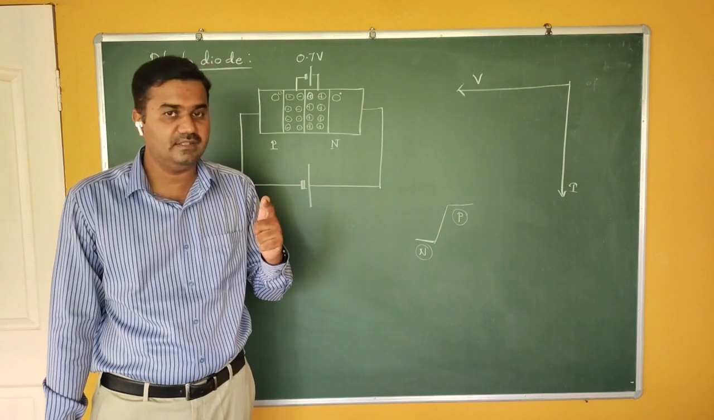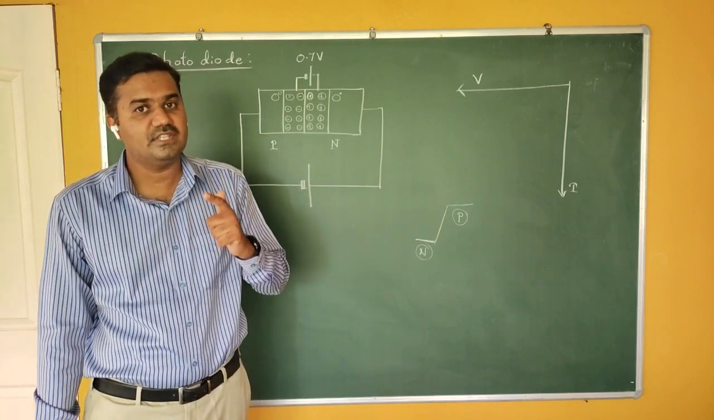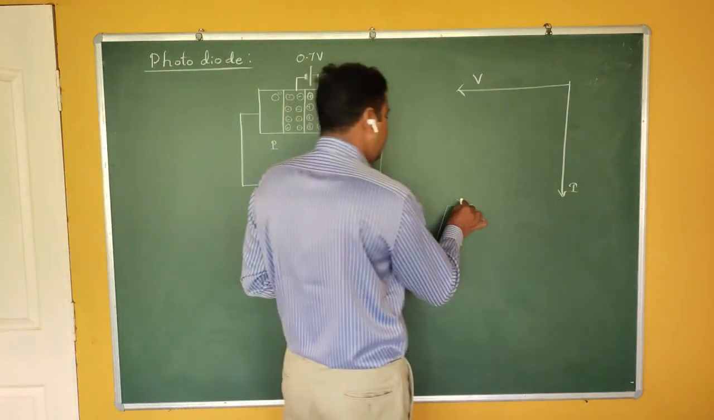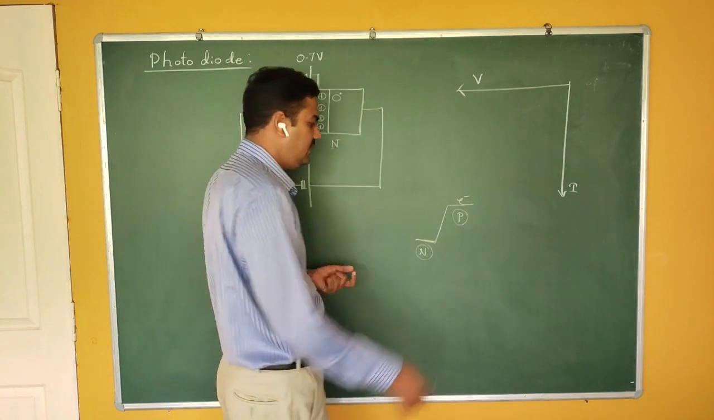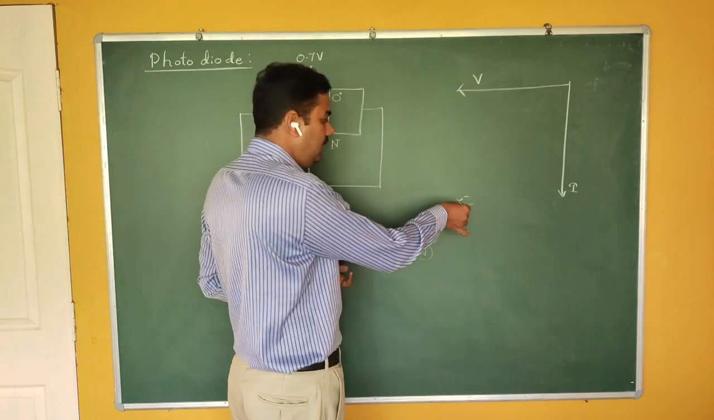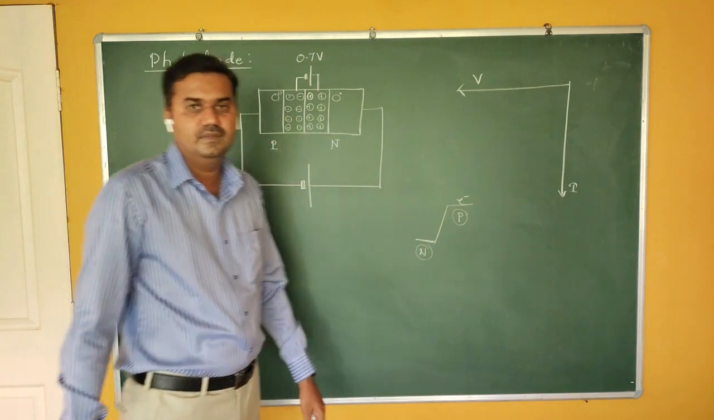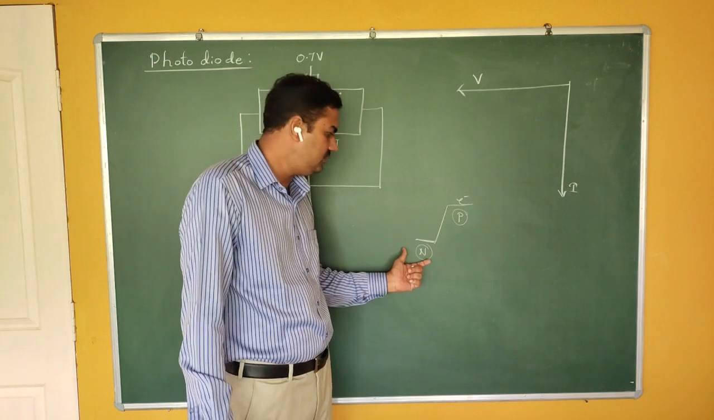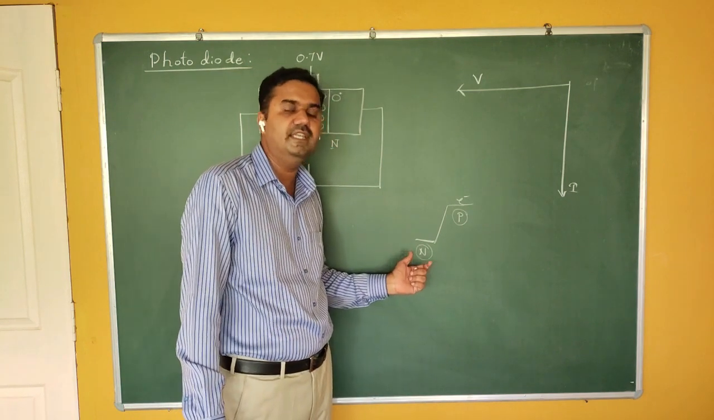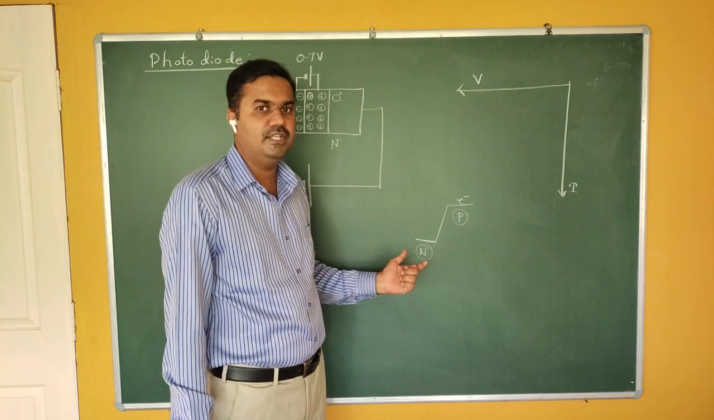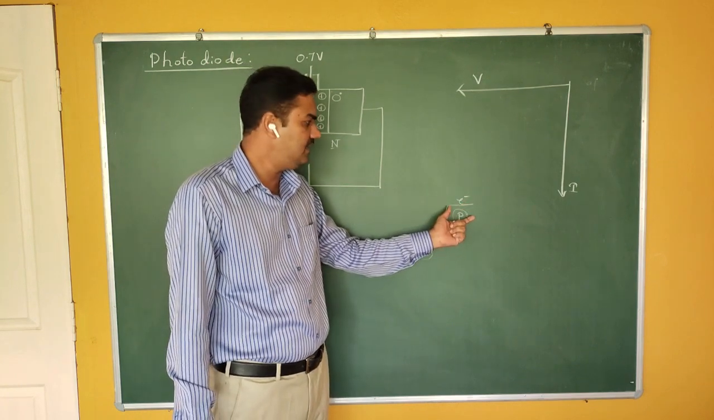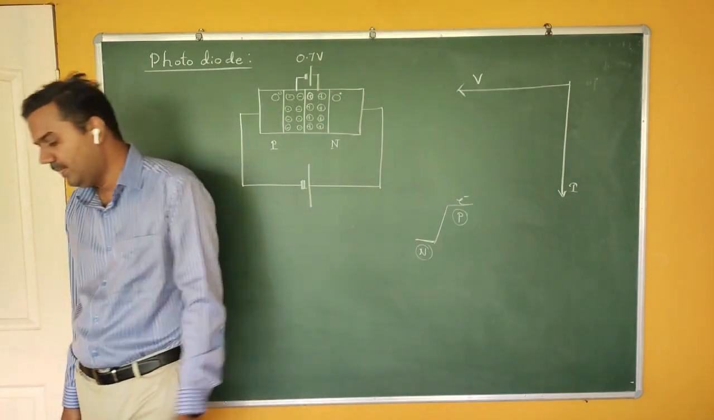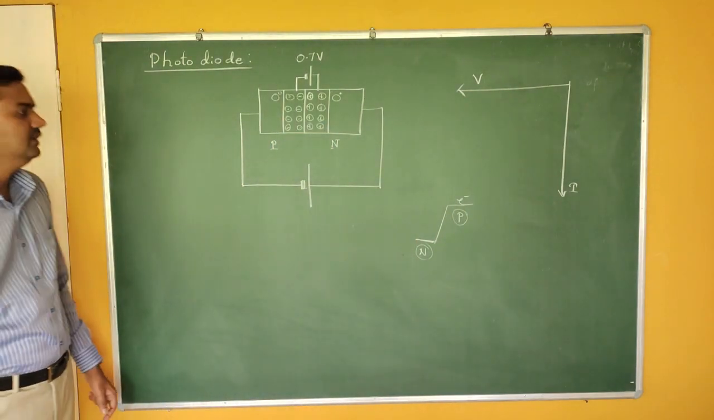But remember one thing, that there are minority charge carriers also. Those minority charge carriers are nothing but electrons in the p region, and these electrons can move from p to n. The only barrier is for the electrons present in the n region, which should have more energy to cross the junction. But the electrons present in the p region can easily come to n, but their number is small because they are minority charge carriers.